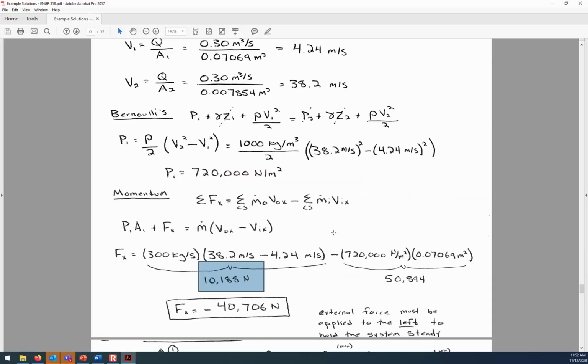But in this case, since there's so much pressure in the pipe, it's a really heavily pressurized pipe, we also need to press in the opposite direction to resist that fluid pressure in the pipe that's outside of the system. And so that outweighs the momentum aspect of it. And so the force is going to be 40 kilonewtons to the left to hold the system steady.